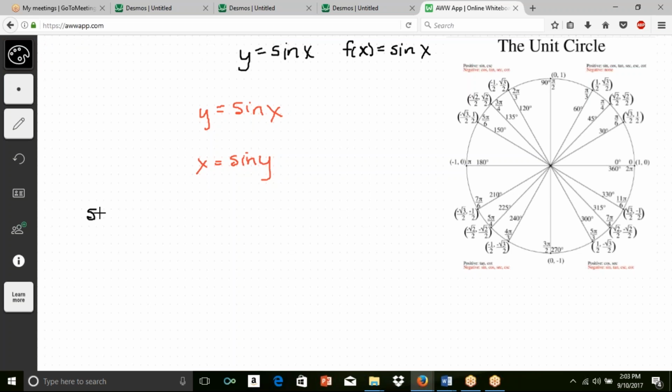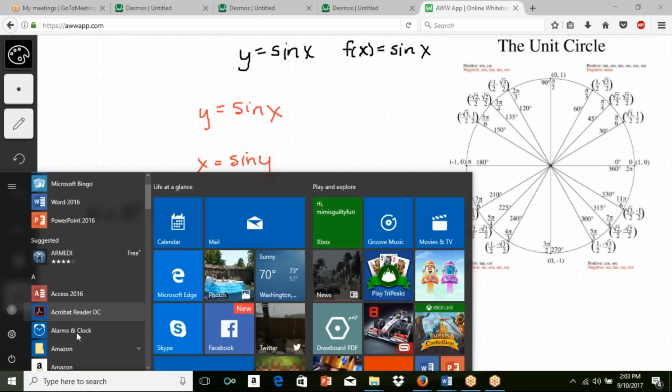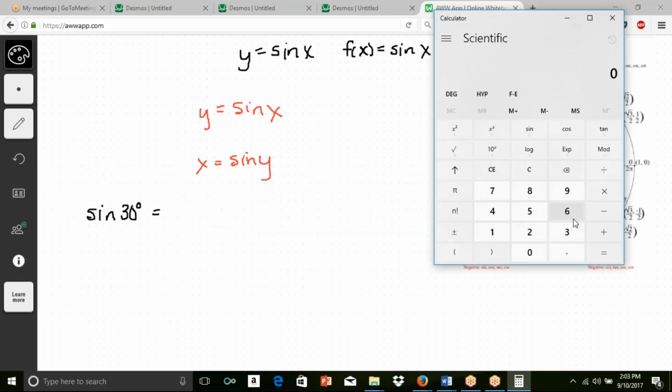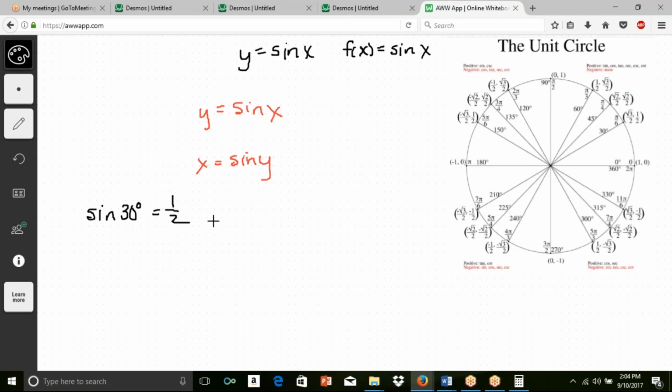So let's say we have sine of 30 degrees. If we put that in our calculator, and I say 30 sine, that gives me 0.5 or 1/2, right? So sine of 30 degrees is 1/2. And if I look at sine of 30 degrees on the unit circle, it is 1/2 right there, right? So I know that that's what it is.